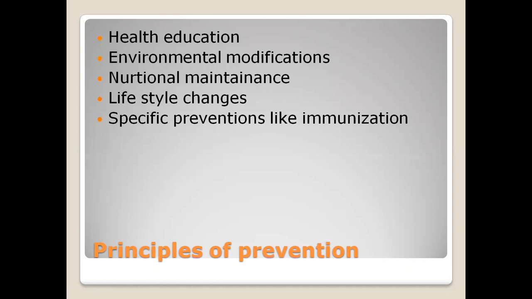The first one is health education. Health education, as we have discussed earlier in the first unit, is educating the people regarding health. If people have good education regarding health, then they can maintain their health very easily, and they know how to prevent the diseases. Like that, the people have to adopt environmental modifications, and they have to maintain nutrition and good lifestyle changes, and take immunization, meaning maintaining immunity against some diseases. So these are the steps which are mainly involved in the principles of prevention.